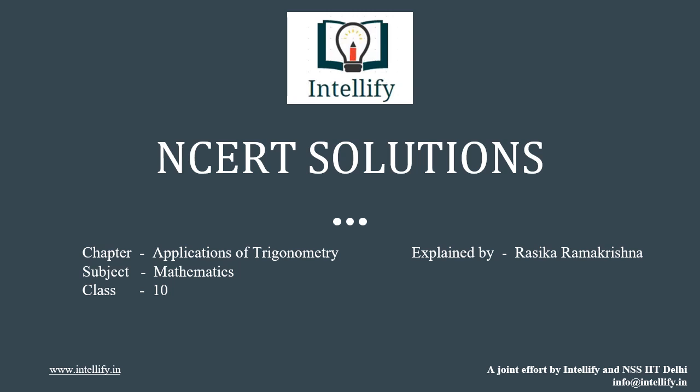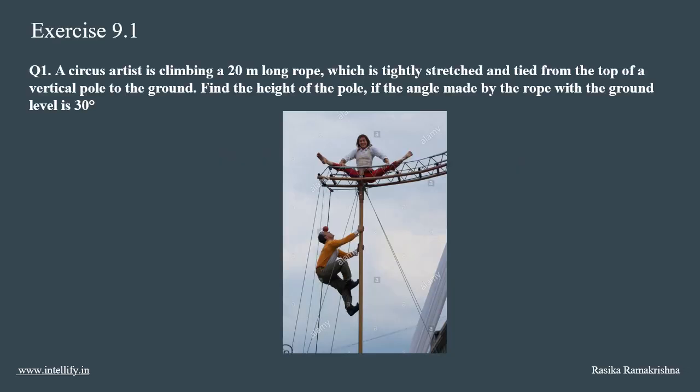Class 10, Exercise 9.1, question number 1. A circus artist is climbing a 20 meters long rope which is tightly stretched and tied from the top of a vertical pole to the ground. Find the height of the pole if the angle made by the rope with the ground level is 30 degrees.